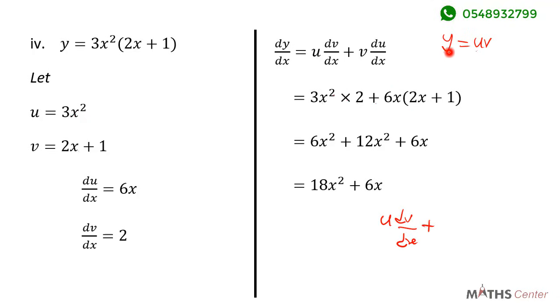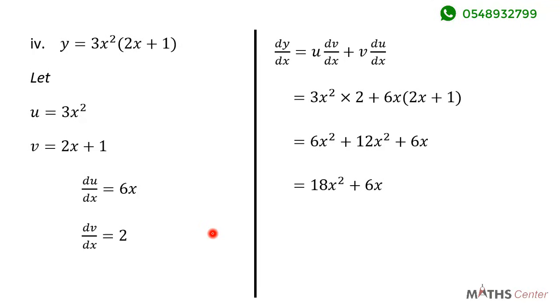Then plus keep the second one, which is v, and differentiate the first one, which is u. So du dx. So keep the first one, differentiate the second one, plus keep the second one, differentiate the first one. That's the product rule. From the examples that we have just considered, we have learned how to use the product rule to differentiate a function.